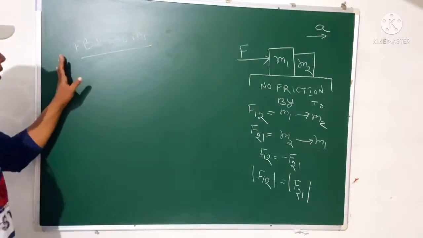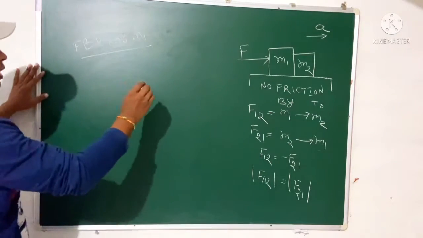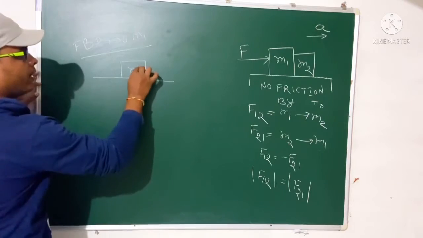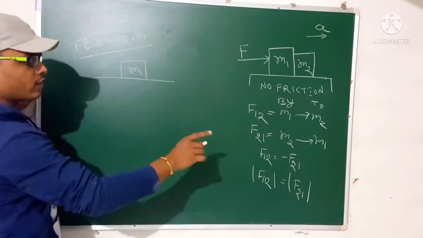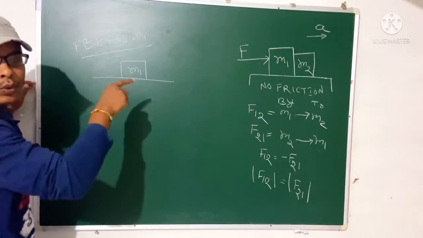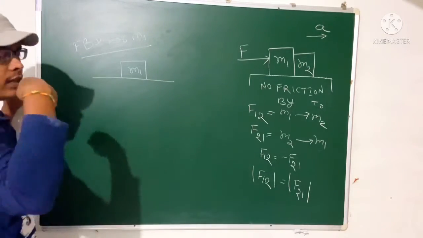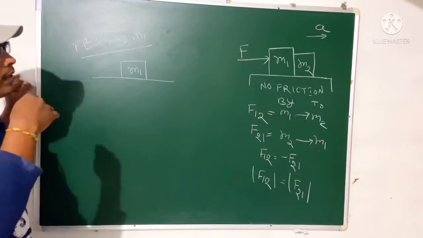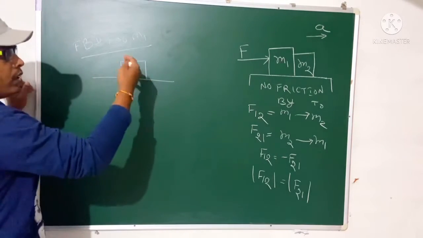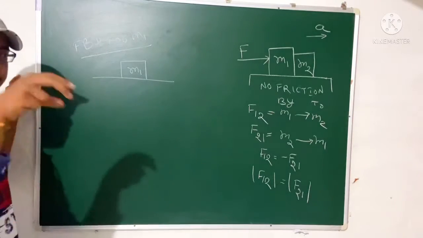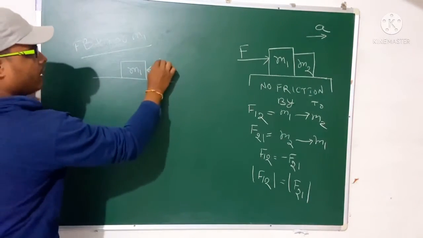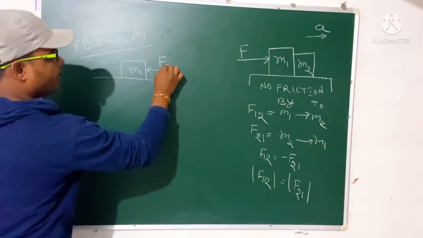So what is the free body diagram for M1? So for M1, what is the case? This is M1, right? And we are discussing the forces given to M1, not given by M1. We will discuss the force that is given by M1 later, but now we consider the forces that are given to M1, right? So M2 is giving a force to M1, that is our F21, right?